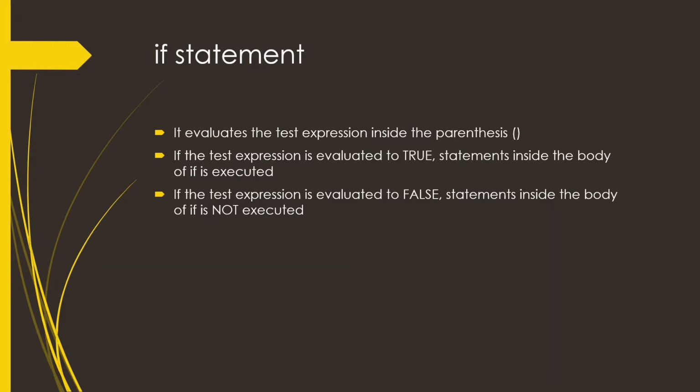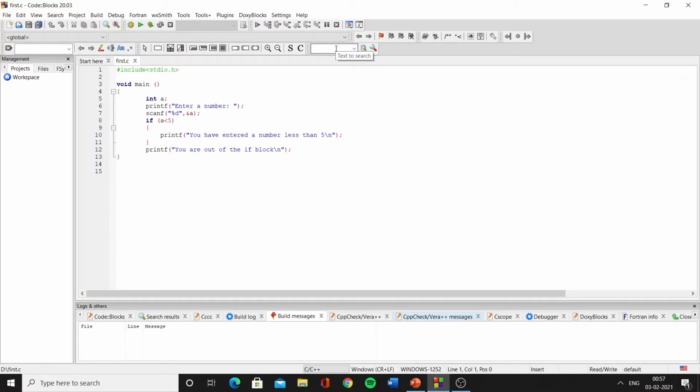Now let us look at a code. In this code, we enter a number and check that if the number is less than 5, then this printf statement "you have entered a number less than 5" will be printed. If not, only this statement "you are out of the if block" will be printed.